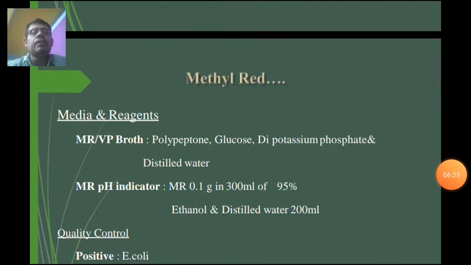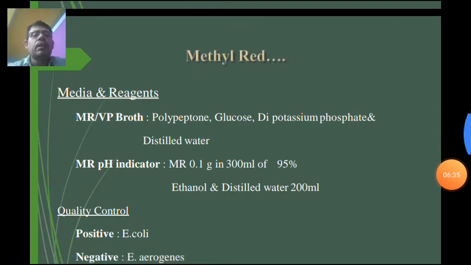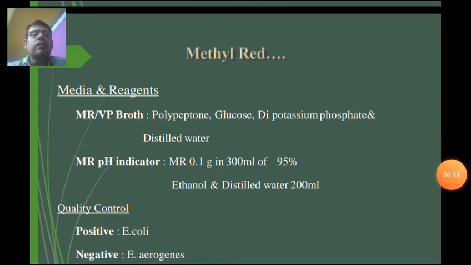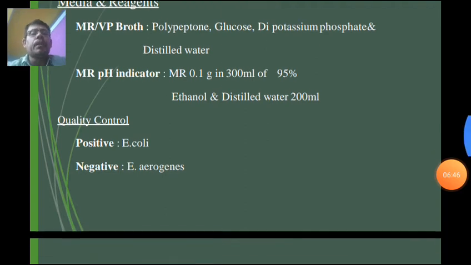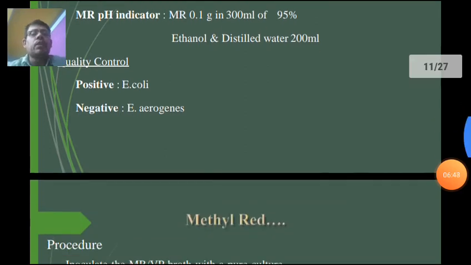Generally two broths are used: one is methyl red broth and the other is VP broth, containing polypeptone, glucose, dipotassium hydrogen phosphate and distilled water. The MR pH indicator is 0.1 g in 300 ml of 95% ethanol with 200 ml distilled water. The test is positive in the case of E. coli, and negative in the case of Enterobacter aerogenes.